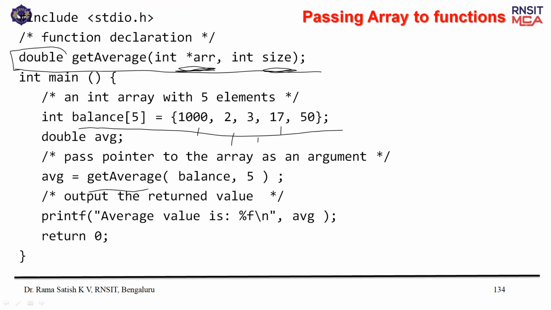And observe here, just balance you are giving. Just the name of the array itself acts like the address of the first element. So the array is pointed to the first element, that is balance of 0, and your 5 is sent to size. Now, what happens after it executes in the function? It returns the average value. That average value will be stored in the AVG, and that AVG we are printing.